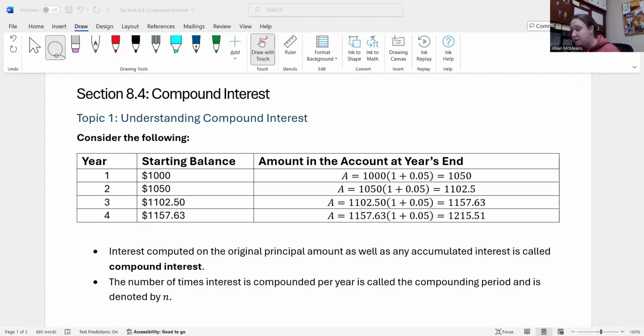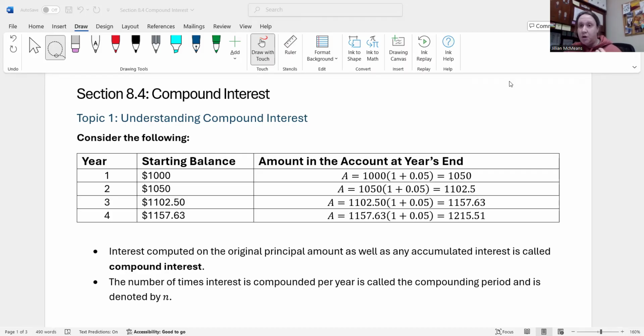Okay, for section 8.4, we're going to talk about something called compound interest. This is very different from what we talked about in section 8.3, which was simple interest. What you need to remember about simple interest is that it is calculated based on just the principal amount that's initially borrowed or initially invested.